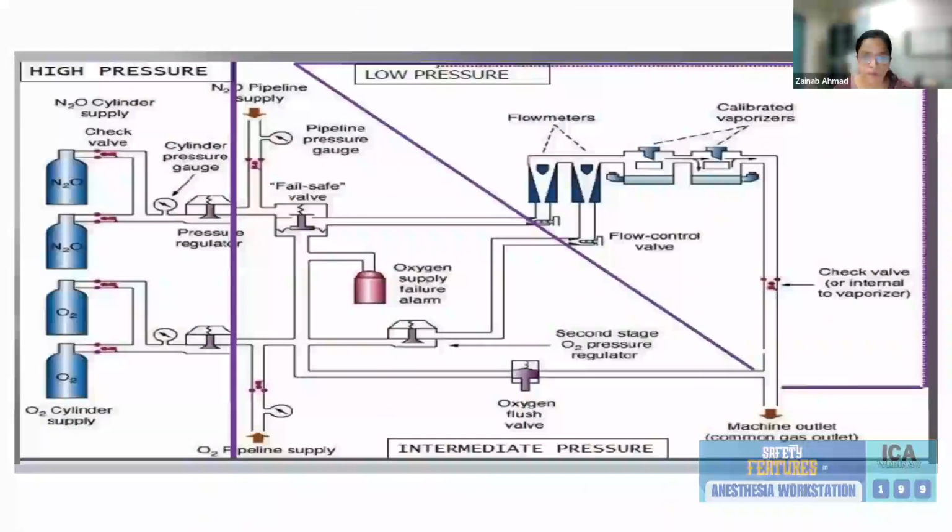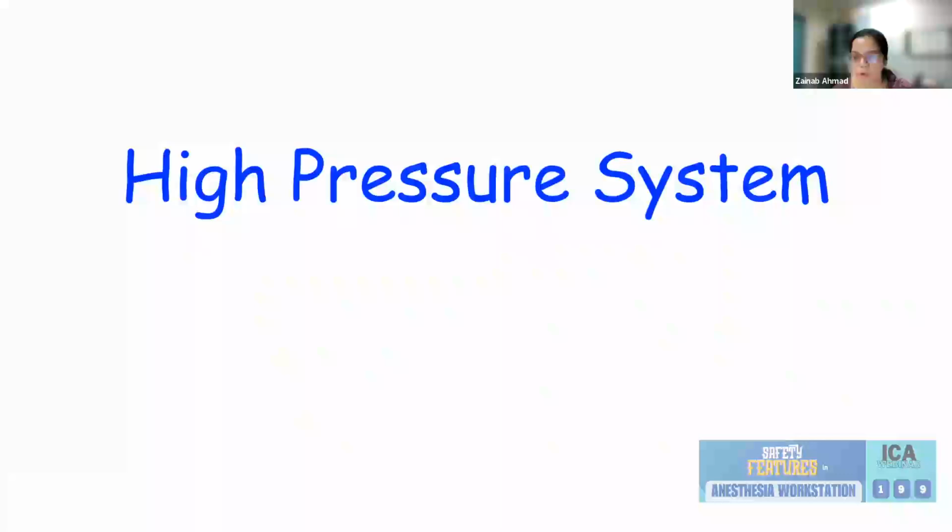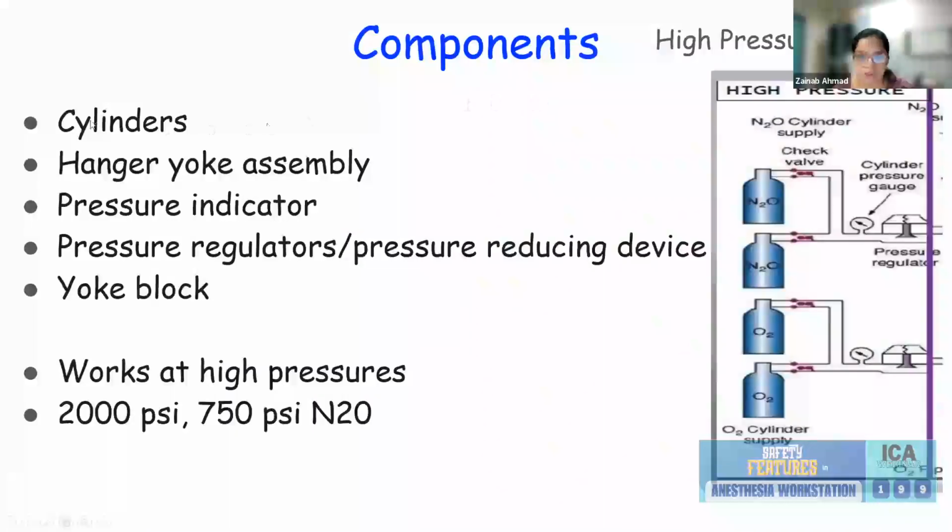Okay. So coming to the high pressure system per se. We all know that the high pressure system extends from the cylinders to the primary pressure regulator. Just after the primary pressure regulator, the intermediate pressure system starts. So we will concentrate on the high pressure system for now. What are the components of the high pressure system?